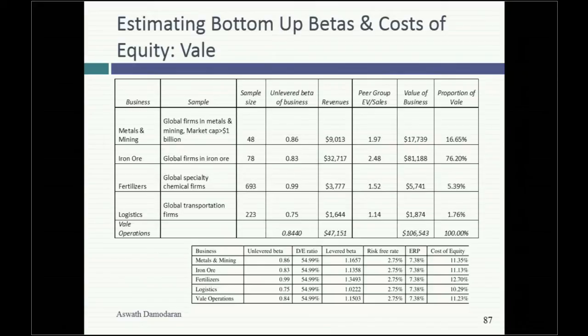So I said, you know what, small metals and mining companies might be riskier than large ones. So I screened for large metals and mining companies because Vale is a large company. I ended up with a sample of 48. He's saying only 48. What's the square root of 48? What's the square root of 49? You're pretty close then, right?